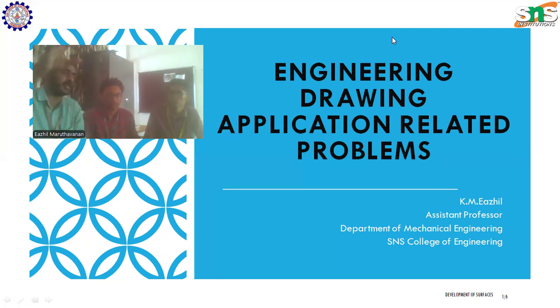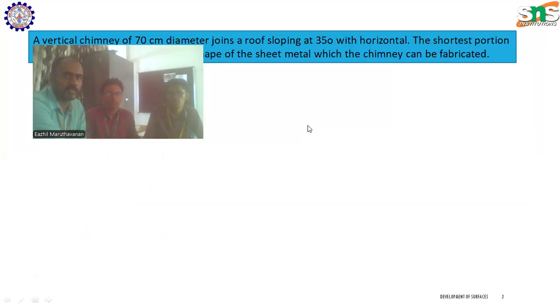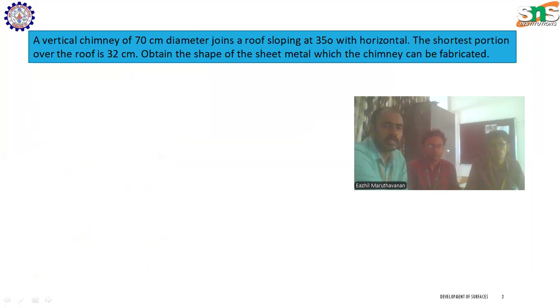When we go for the real-time application of development, we're going to see a chimney in detail. Here, a vertical chimney of 70 centimeter diameter joins a roof sloping at 35-degree inclination with the horizontal. The shortest portion of the roof is 32 centimeter. Obtain the shape of the sheet metal with which the chimney can be fabricated.